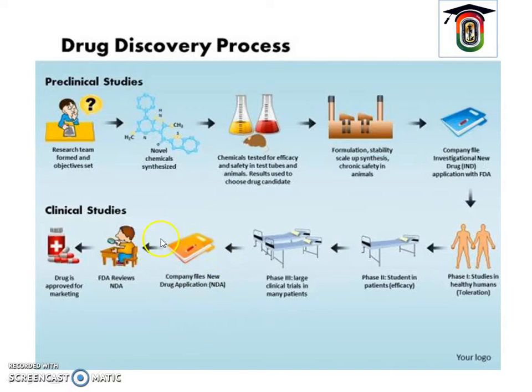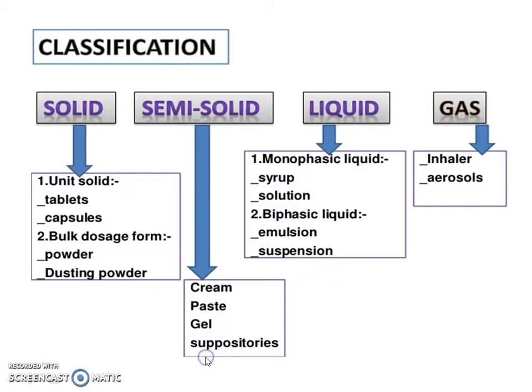Once phase 1, phase 2 and phase 3 are cleared by a drug molecule, a pharmaceutical company can file a new drug application, and this application is reviewed by the FDA. All the results and all the analyses are checked, and then the FDA gives a green signal and the drug is approved for marketing. So this is the journey of a drug molecule from the laboratory to the market, and this is how the drug reaches the patient.